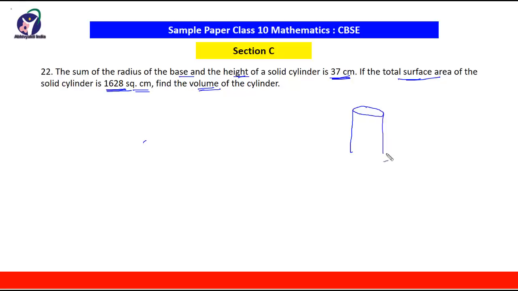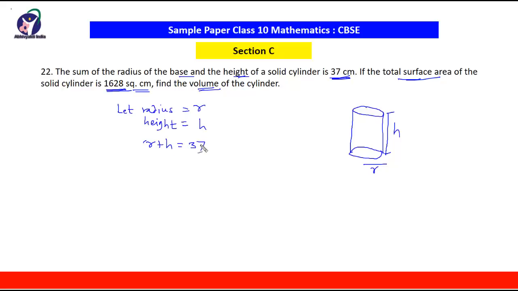The radius of the cylinder, let it be r, and the height of the cylinder, let it be h. It is said that the sum of the radius of the base and the height of the solid cylinder is 37. So first let radius be r and height be h, and therefore r plus h is equal to 37.